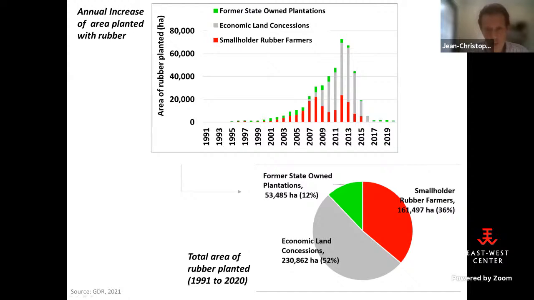So overall, we can say that if you look at the total area planted, the area of rubber by smallholders is very important and represents, I would say, a very strategic part of the sector, alongside the concession system. Thank you.